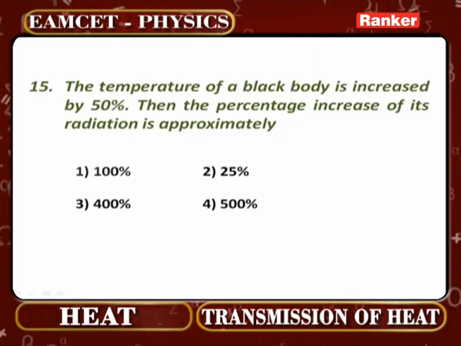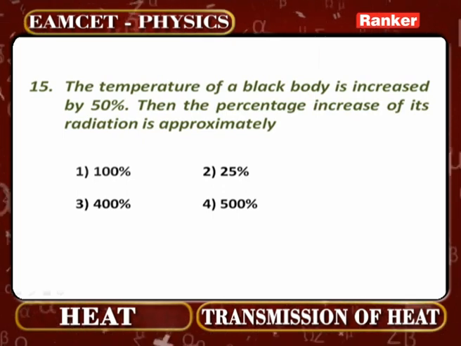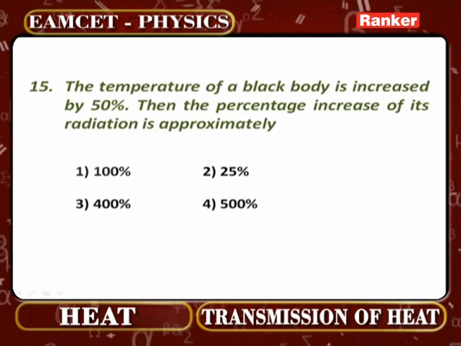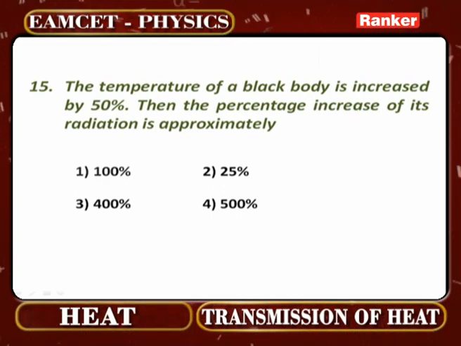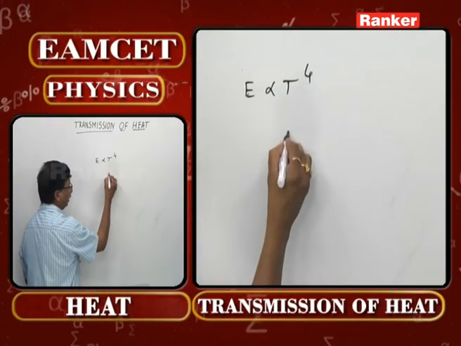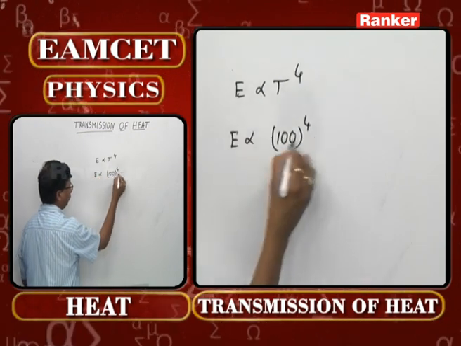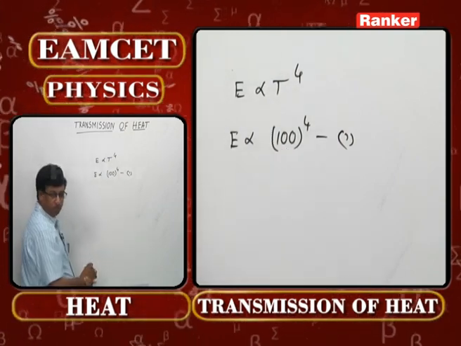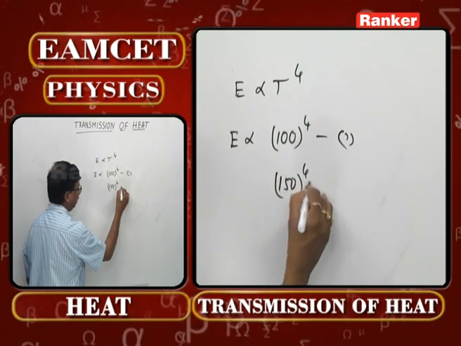Question 15. The temperature of a black body is increased by 50%. Then the percentage increase of its radiation is approximately how much? In fact, this can be solved by taking the concept of E is proportional to T power 4. Take initial temperature as 100. Write this equation as it is. Take this as the first equation. Now when it is increased by 50%, then you can automatically write this becomes 150 whole power 4.